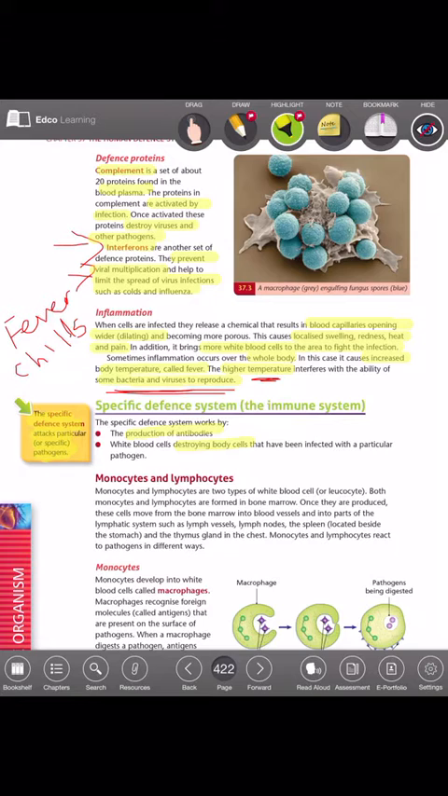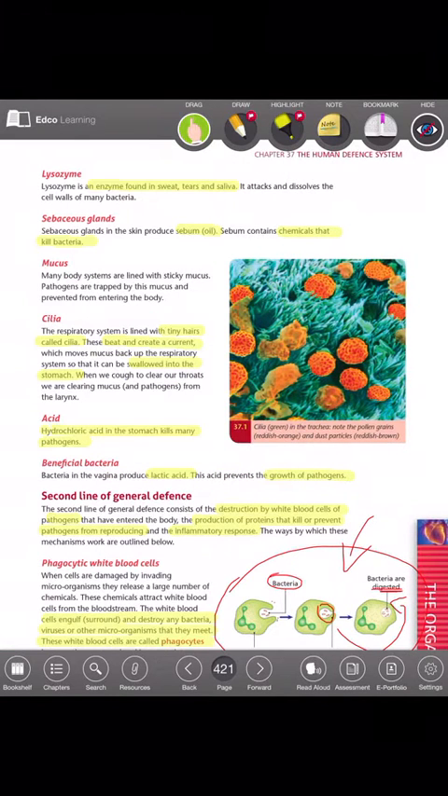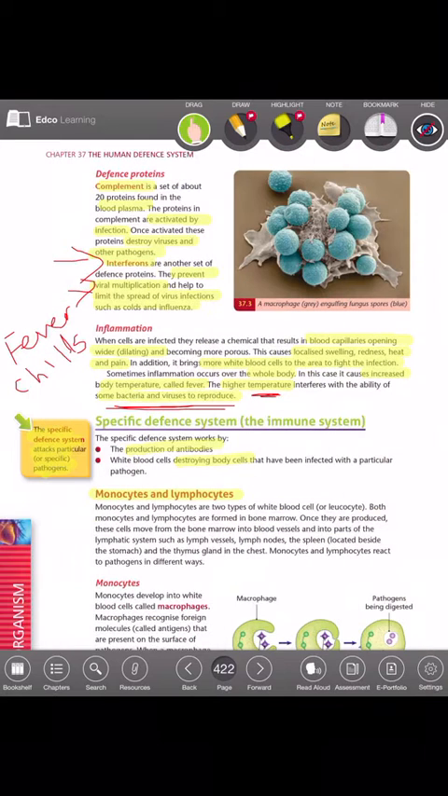We have two types of white blood cell that mainly carry out this function. They are known as monocytes and lymphocytes. We've already come across a type of white blood cell in the form of the phagocytes. Now these are two more types of white blood cell, called monocytes and lymphocytes, but they are only associated with this specific defense system.